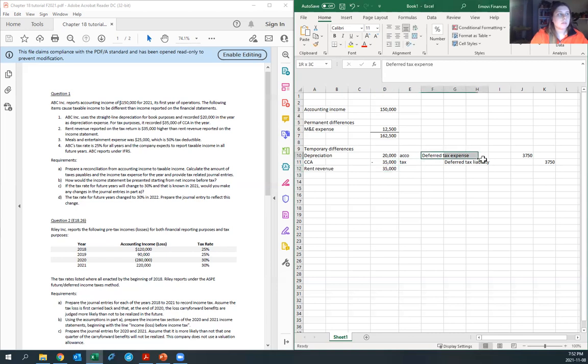I'm going to move these a little bit higher. Yeah, here. Which one? The one for CCA or the one for rent revenue?